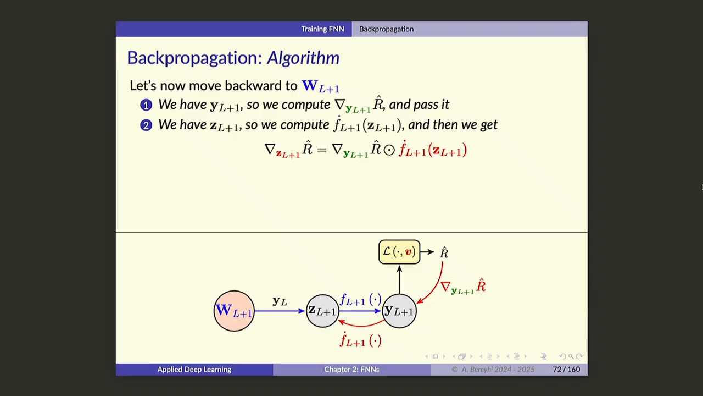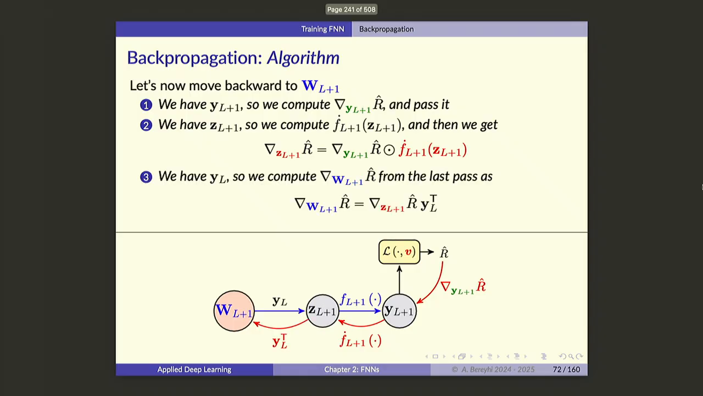You have it. And the next thing you want to do is to just compute the gradient of r hat with respect to w, right? What would it be? It's going to be that gradient multiplied with the gradient of zl plus 1 with respect to w. What is this gradient? It's proportional to yl, and you're going to figure out how you can multiply it. We did it today together. It was an outer product, so you simply do the outer product here.